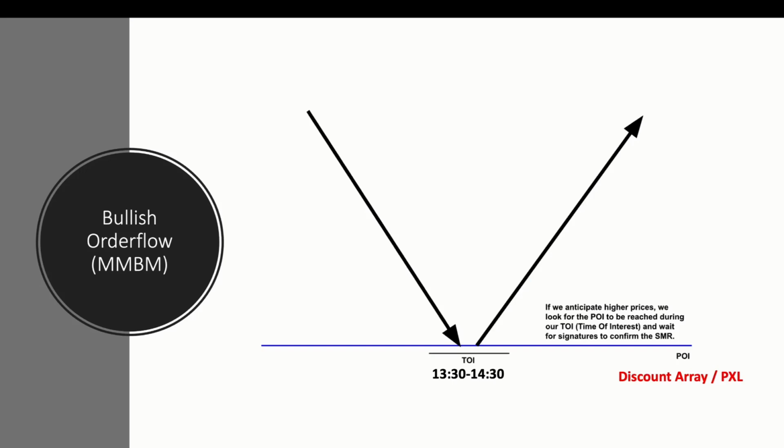So to finalize the simple schematic that has been shared with you, this is what it would look like for the PM session within bullish order flow within a market maker buy model. We want to see the sell side of the curve deliver into our point of interest, which is a discount array and or a previous X low. During 1:30 p.m. to 2:30 p.m., we want to see a smart money reversal occur from there and see higher prices be delivered after that.